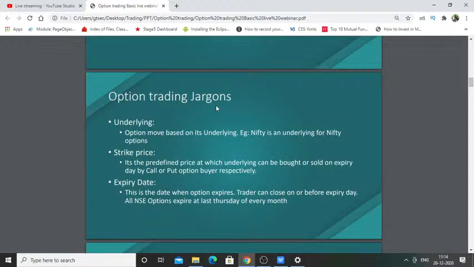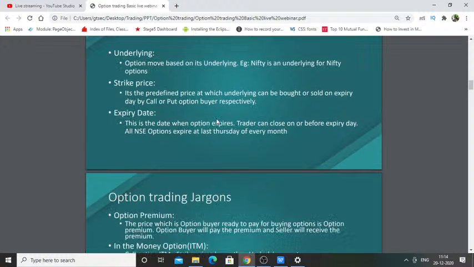If you are going to trade in the indexes, expiries will be every week on Thursday. So we will have weekly options as well as a monthly expiry as well as a weekly expiry. So this is about the expiry date.